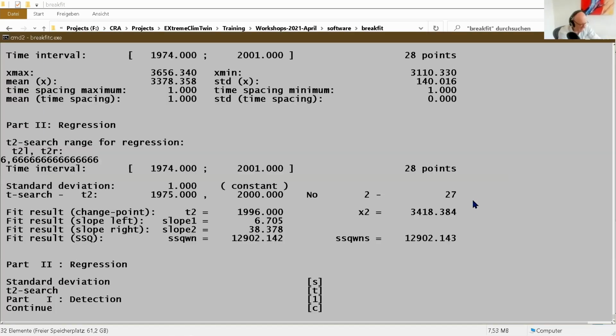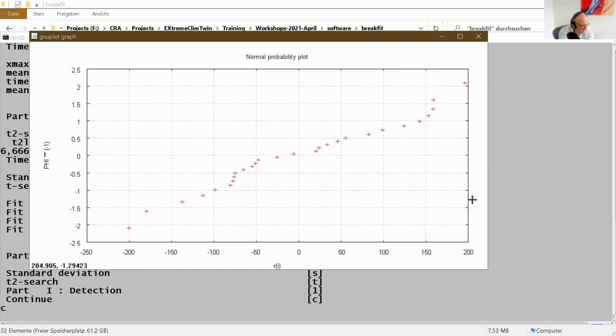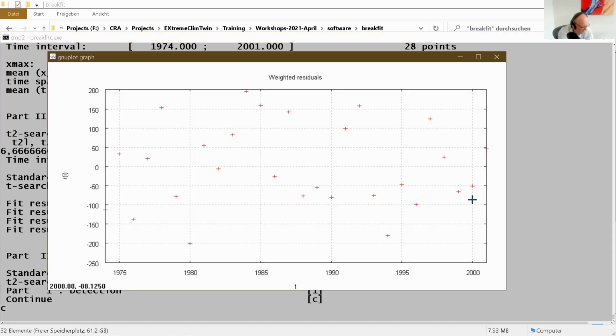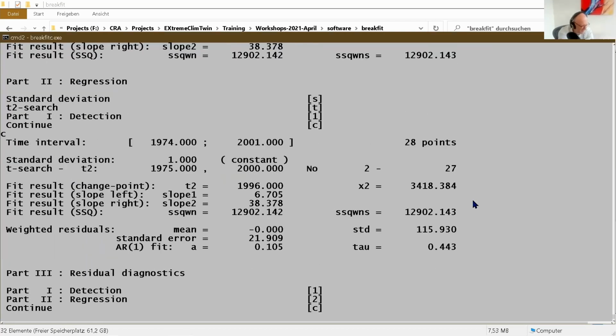So let's check whether we find something. I'm pretty sure we don't find something. Okay, 3 classes, probability plot, residuals against time, scatter plot, hardly anything to be seen. In this case, tau is again 0.4, but it doesn't matter so much. It's really very, very small, the persistence.